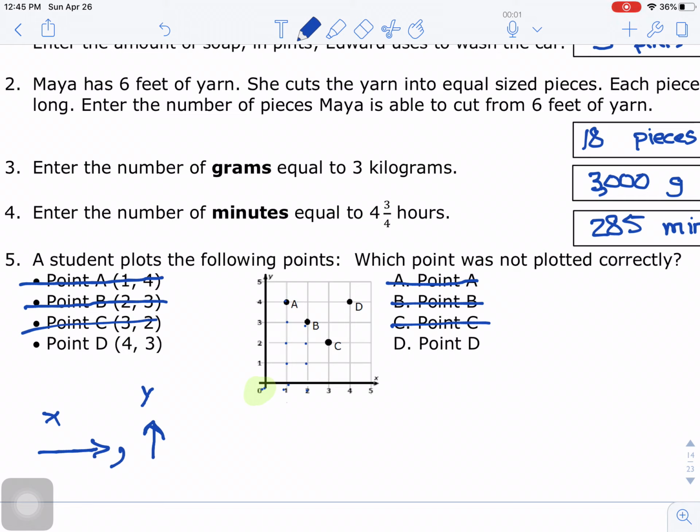So that should mean that D is the one, unless they're all plotted correctly. So let's start, and we go over 1, 2, 3, 4, and up 1, 2, 3. This is where D should be, but they miscounted. So point D is not plotted correctly.